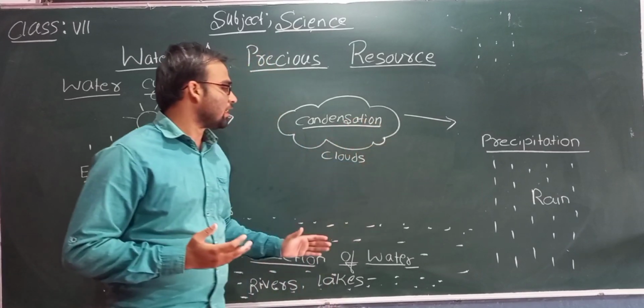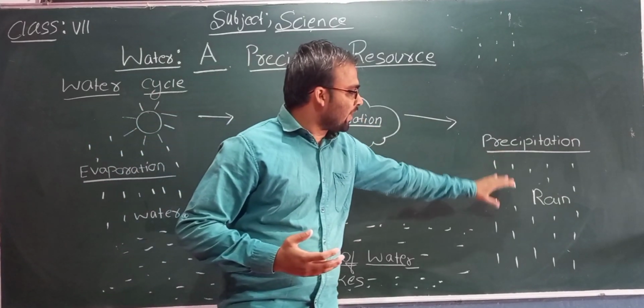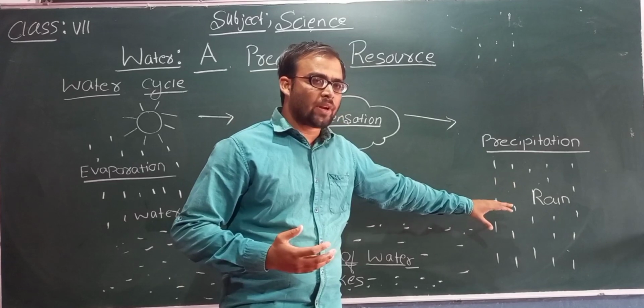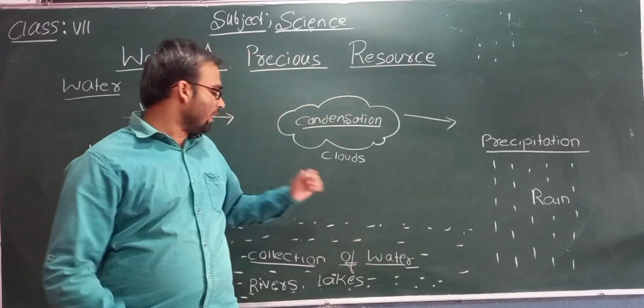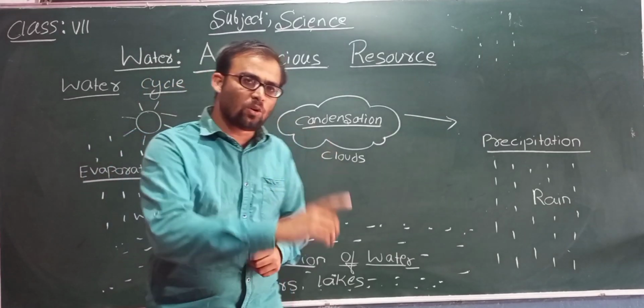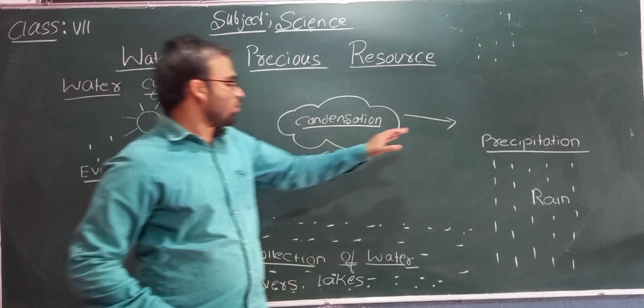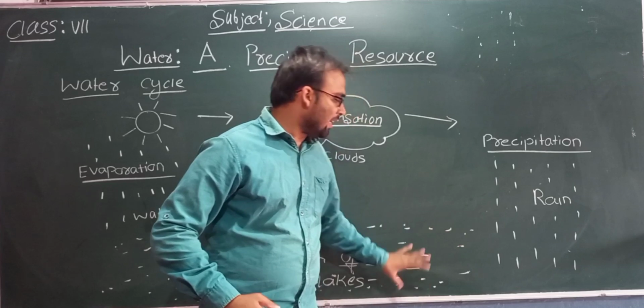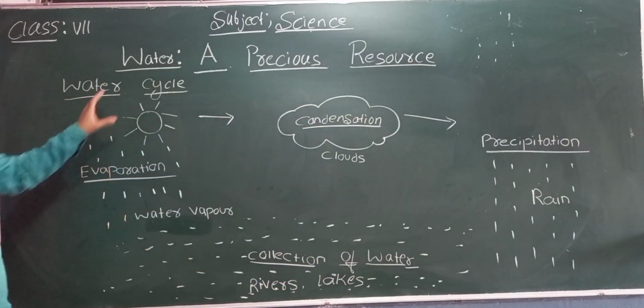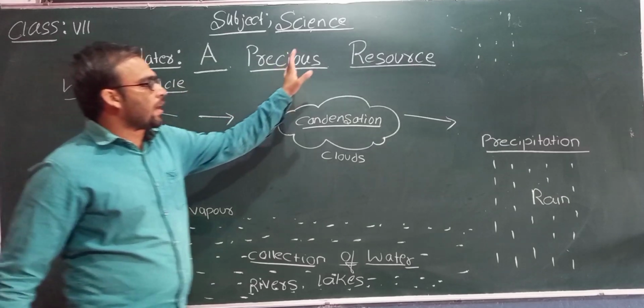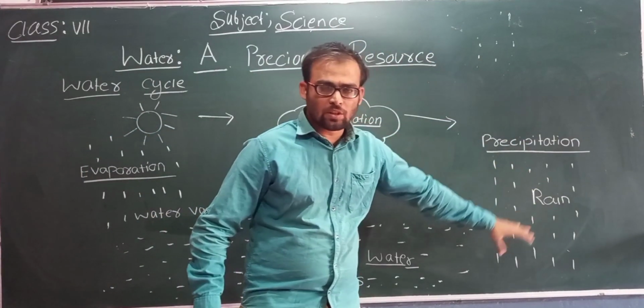Whenever we get the water droplets again in the form of rain, they are collected in rivers and lakes. This is how the cycle repeats. Now the water is collected in the rivers and lakes. Again the water gets heated and converted into water vapor. Next it condenses to form clouds. Again it falls on the surface of the earth in the form of rain.